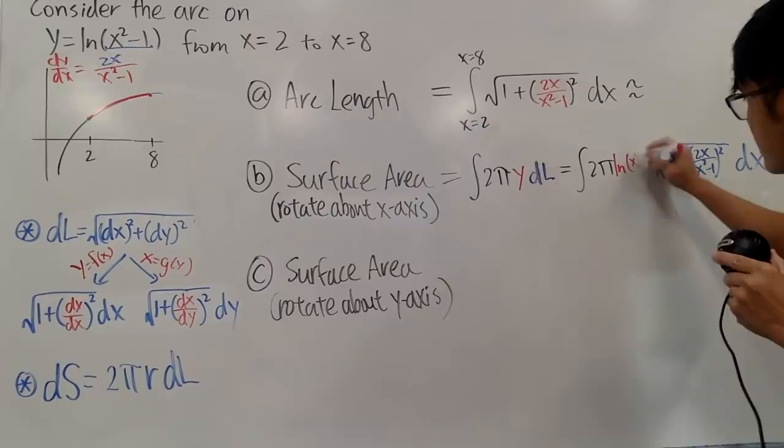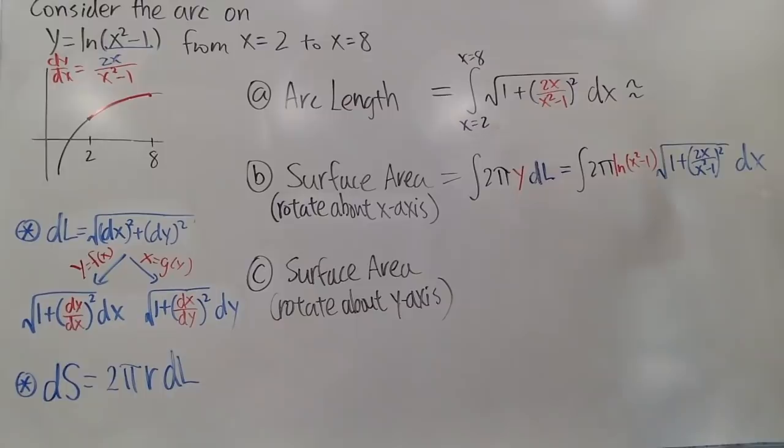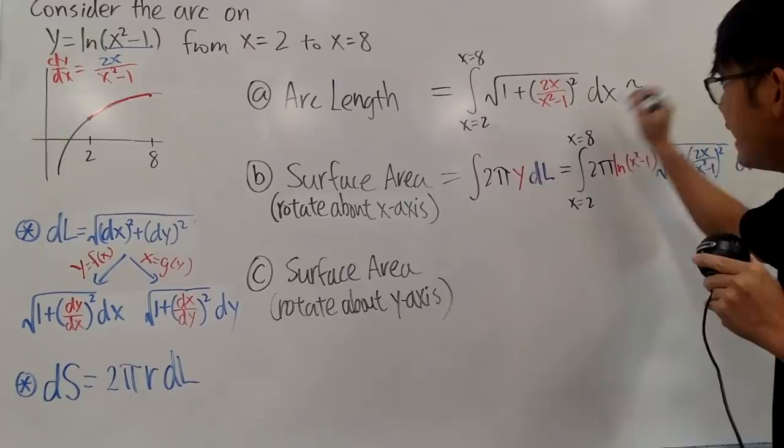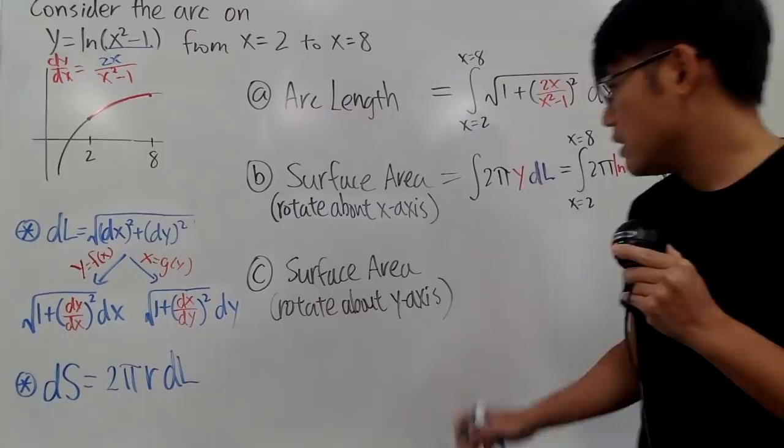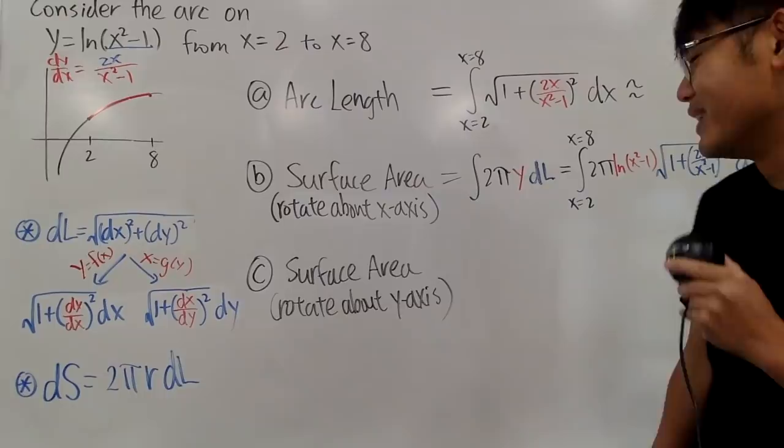And because we are in the x world, we are going to go from x equals 2 to 8, like that. So this right here is again the setup, and you guys just use the calculator to do the approximation for us. So that'll be cool.